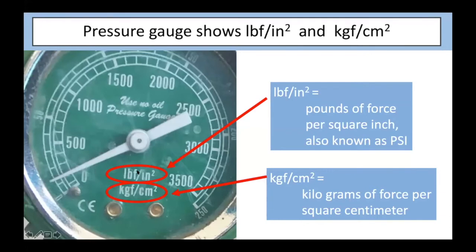In this indication, the gauge tells you lbf/inch squared, that's pounds of force per inch squared, also known as PSI, or kilograms per square centimeter is the other nomenclature there. So you see two different numbers on the gauges. You see the 500, the 1,000, the 1,500, or you see the 50 and the 150. One is the kilograms and one is the pounds.